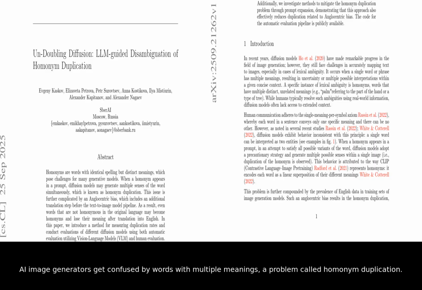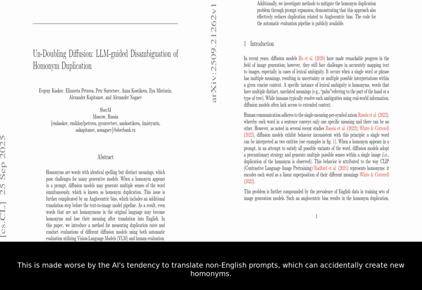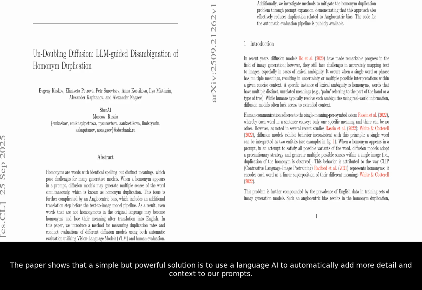AI image generators get confused by words with multiple meanings, a problem called homonym duplication. This is made worse by the AI's tendency to translate non-English prompts, which can accidentally create new homonyms. The paper shows that a simple but powerful solution is to use a language AI to automatically add more detail and context to our prompts.